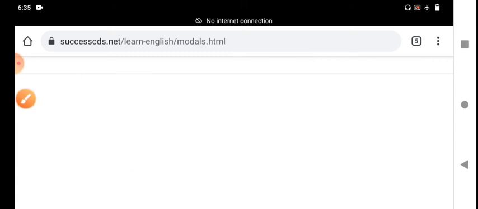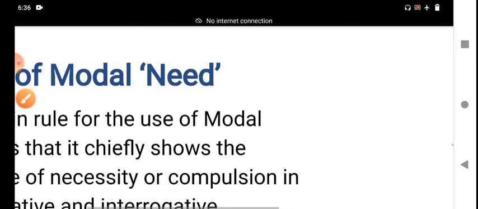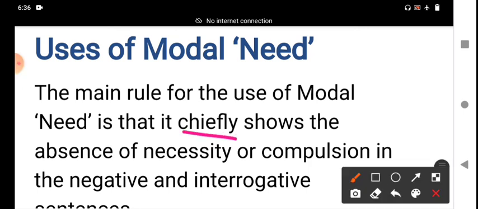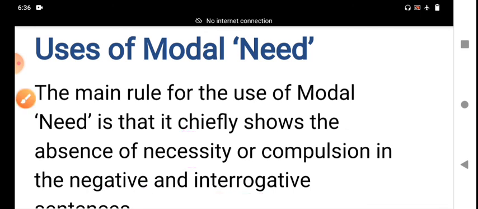And then some of the examples are here. Please understand the uses of modal verb need. The main rule for the use of modal need is that chiefly, which means mainly, it shows absence of necessity, no obligation or no compulsion. This is mostly in negative sentences and interrogative sentences.